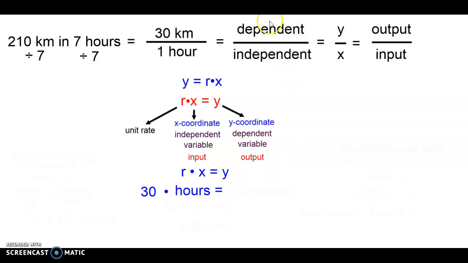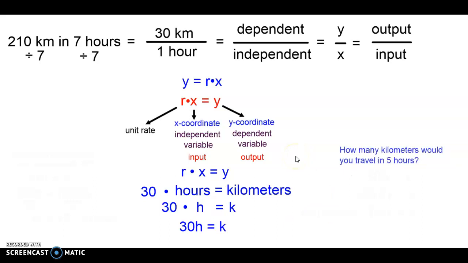Again, that's your dependent variable. Put a word that represents the top unit of our unit rate. In this case, kilometers. Simplify it. Put variables in place of those words, and you'd come up with 30 times h is going to equal our k. Simplified further, you can drop the dot and say that that is 30h equals k.